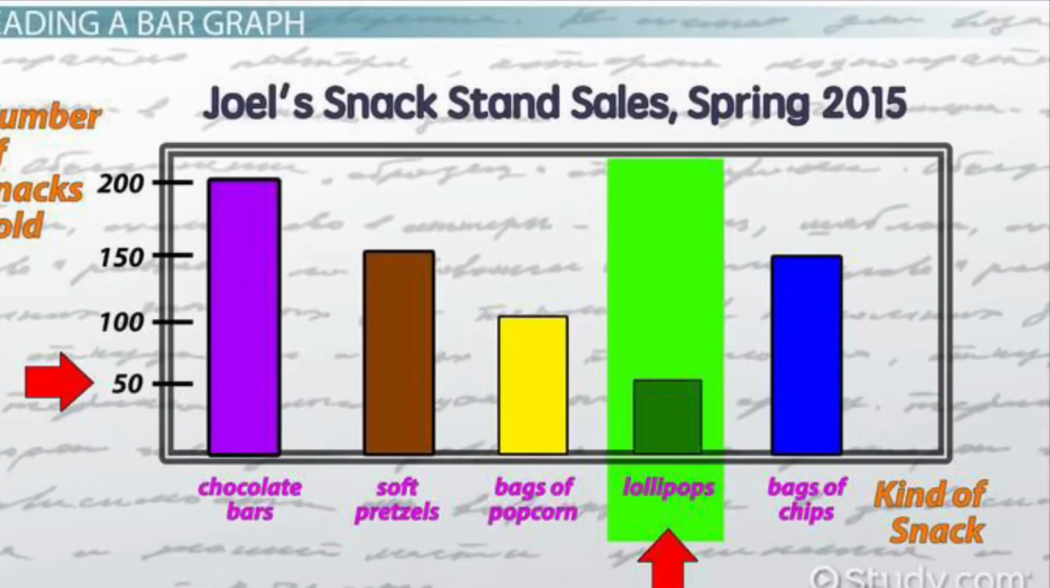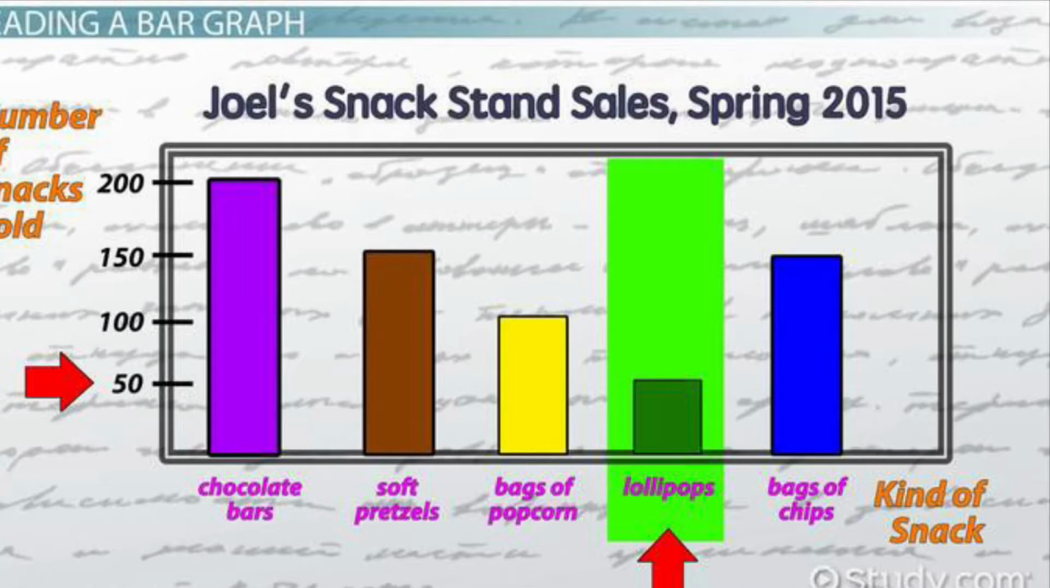Now, if you look at the left side of the graph, it's labeled number of packs sold. And then going up, you'll see it's broken down in increments of 50: 0, 50, 100, 150, 200. And that is, again, the number of items that were sold. Now, if you take a look at the bottom of the graph, you'll see that it's broken up into products or snacks that he sold in spring of 2015.